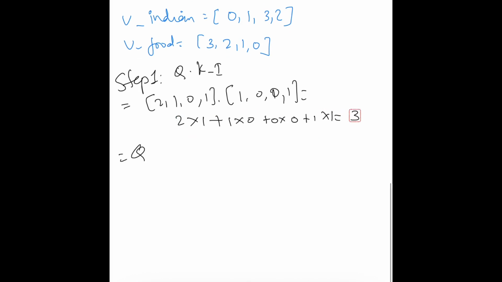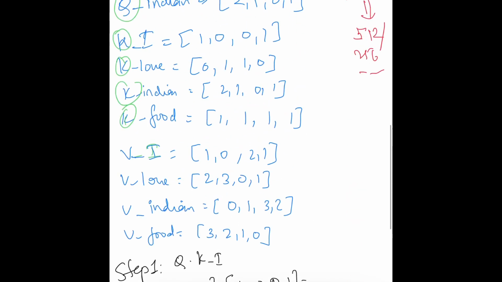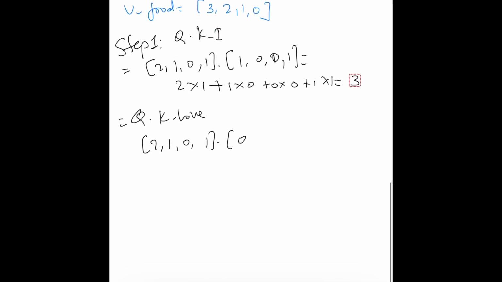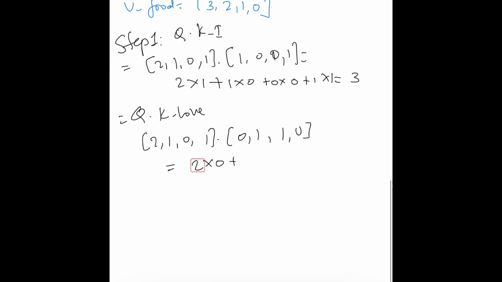Right. We do it for Q with K_love. So 2101 times K_love, which was 0110, and so this will come out to be 2 into 0 plus 1 into 1 plus 0 into 1 plus 0 into 1. So that comes out to be 1.